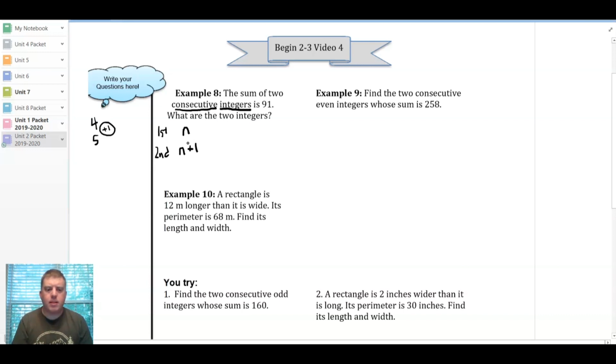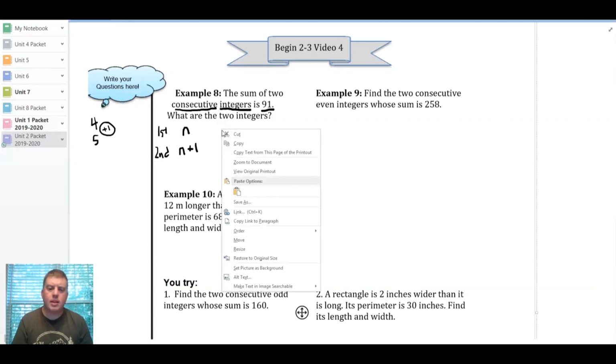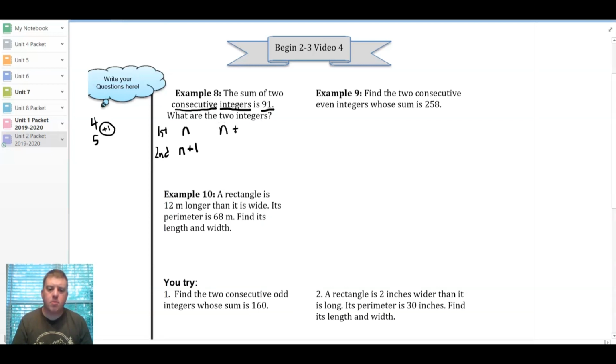And now I know about these two numbers that they have a sum of 91. And of course we find sums by doing addition. So I'm going to take the first number and add it to the way I wrote the second number, n plus 1. And I know my sum had to be 91 from the problem they gave me. So all I'm going to do now is combine like terms. 2n plus 1 equals 91. And I'm just going to solve this problem for n.